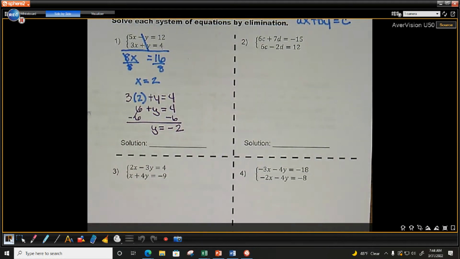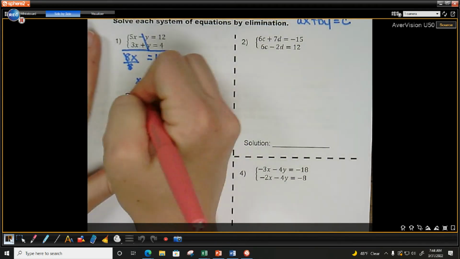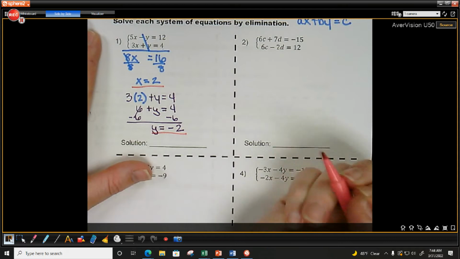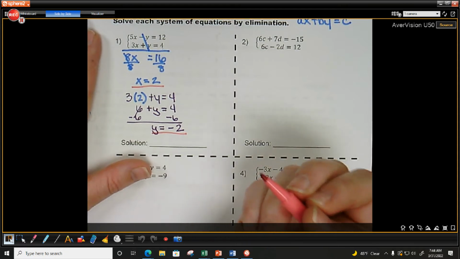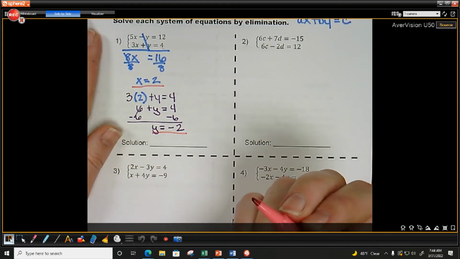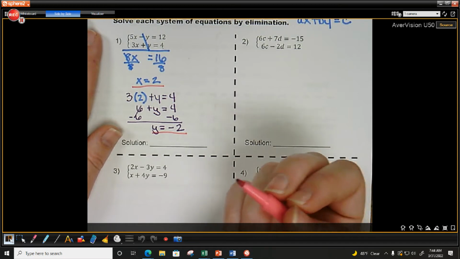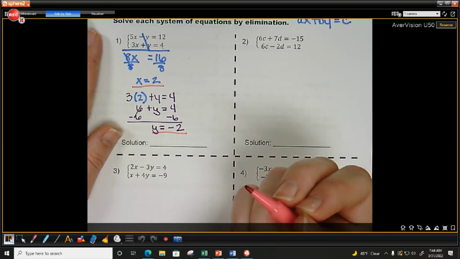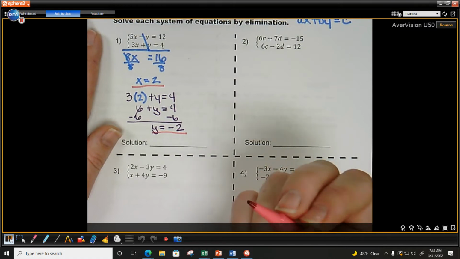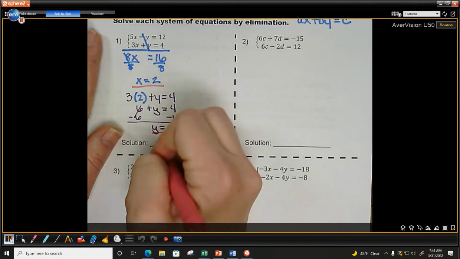Did I find my x value? Did I find my y value? Yes. Here is my solution. How do I write it though? How do we write solutions, guys? As an ordered pair, x comma y, so 2, -2.